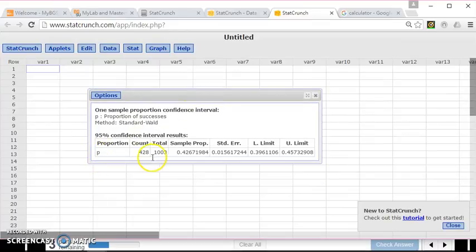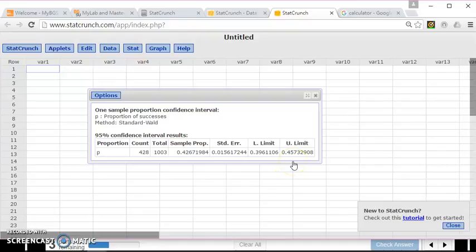Then you will have a bunch of numbers right here. P means proportion, count means number of successes, total means total number of observations. Sample proportion is going to be the ratio of the previous two, which you would take 428 divided by 1,003, and then you will get this number. Standard error is the standard deviation of the sampling distribution. You have a formula in the book too. It's going to be the square root of p hat times 1 minus p hat, divided by n. And here are our lower limit and upper limit of the confidence interval. The lower limit here is 0.396. The upper limit right here is 0.457.